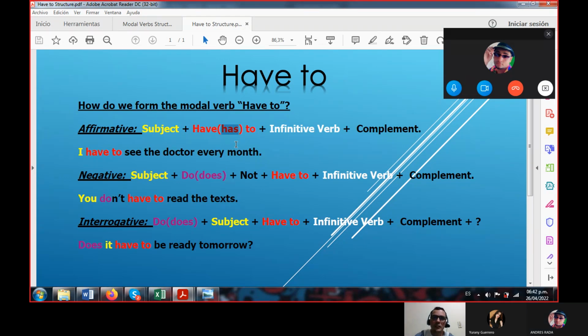Sin embargo, creo que sí lo he visto así en algunos textos en algún momento, pero comúnmente es así. Más usado es así, gramaticalmente es así. Sujeto, have to, infinitive verb. Porque debe ir por el verbo infinitivo que vaya acompañado. Exactly. Okay. Después del have tenemos el to y luego el verbo en infinitivo. Yes, teacher. Thank you, teacher.